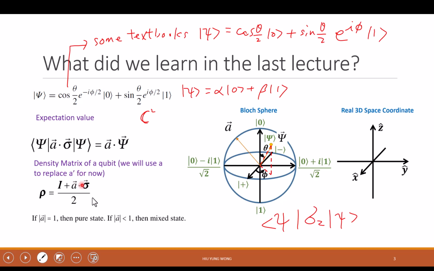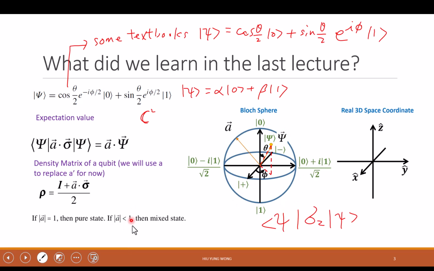From now on, I actually introduce A dash and A, two different notations, just because they differ by a factor of 2. But now I will just call it A. So all density matrices, as I showed you last time, can be represented as (1 plus A dot sigma) divided by 2. If the magnitude of A is 1, it corresponds to a pure state on this sphere.